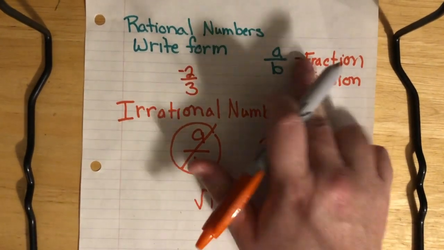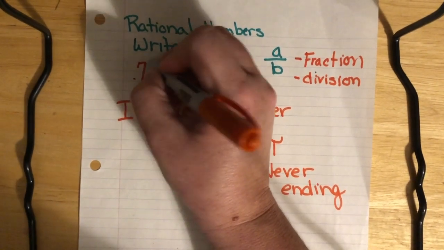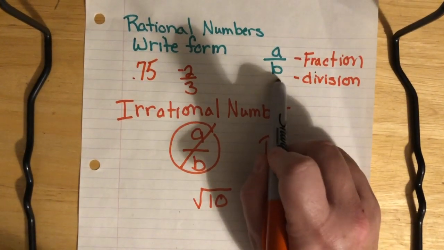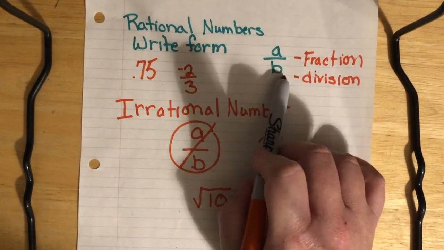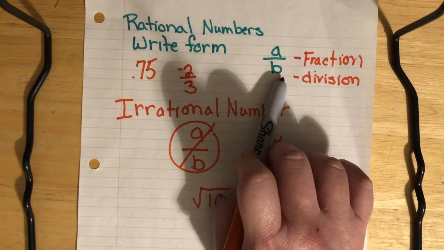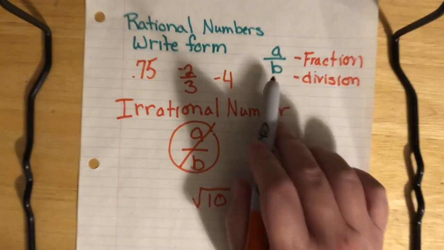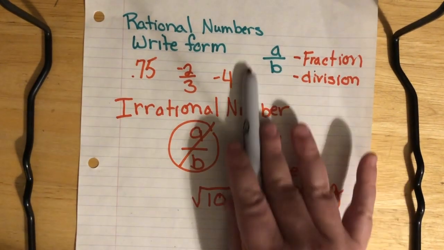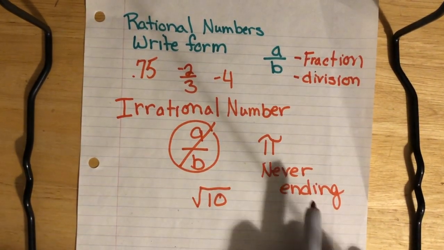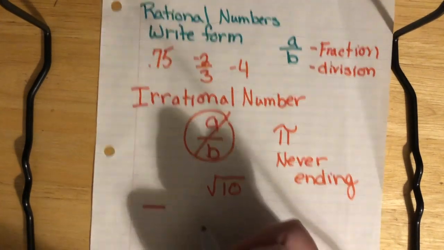-2/3 is rational, because I can put it in this format. 0.75, I can put in this format. Even though it's a decimal, I can put it in the format of a fraction. -4, I can put in a fraction. Basically, what an irrational number is, I cannot put in this format. So a never-ending decimal, a square root that doesn't end, or a division problem.